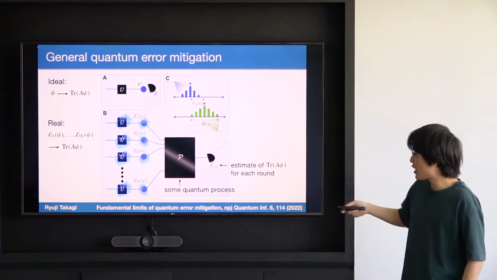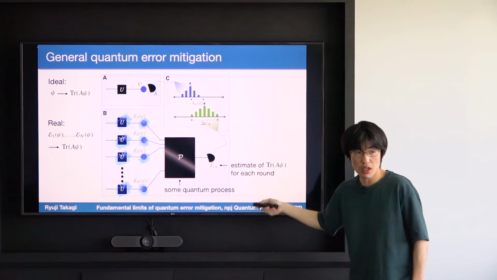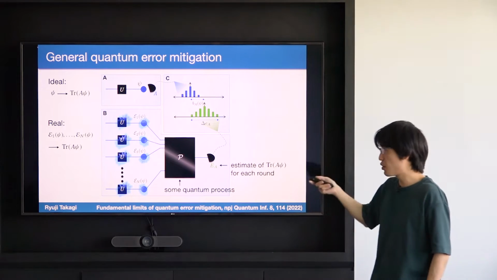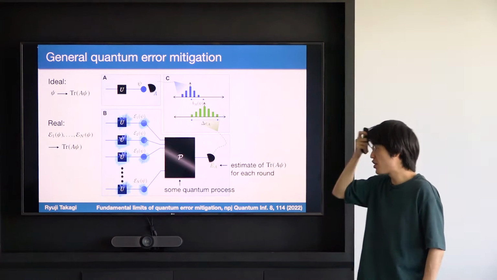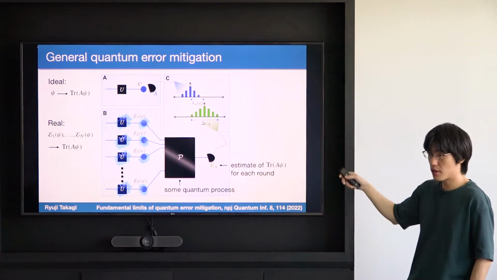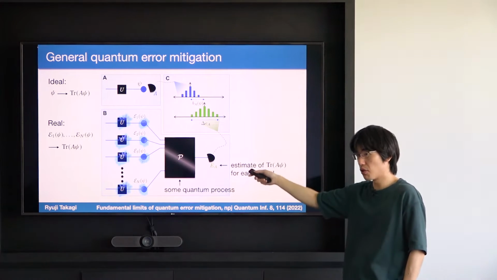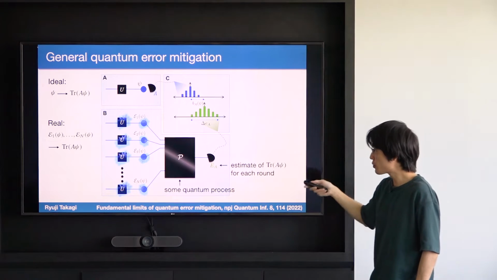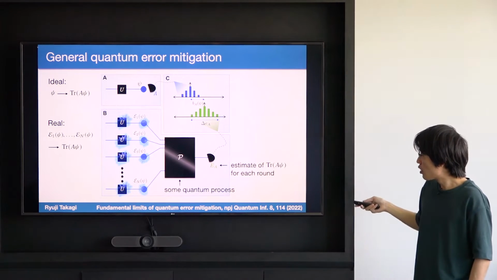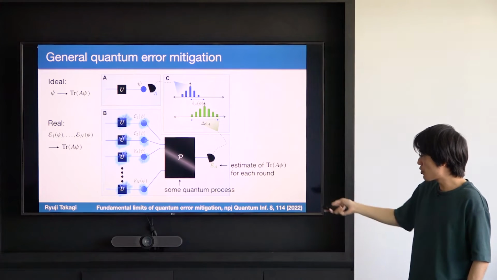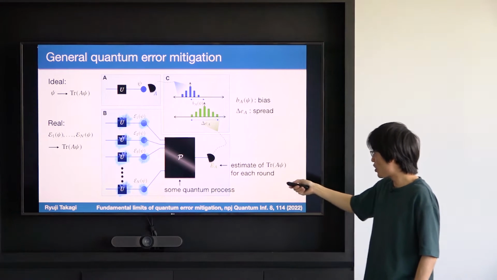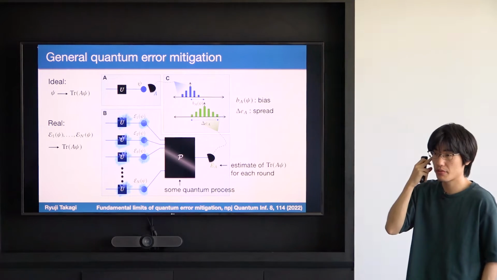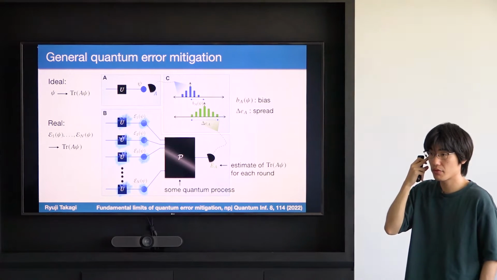I will make a note that these E1 to En, we call the effective noise channels. This might be different from the actual noise channel that happens in the quantum circuit, but this is a map that connects the ideal state psi to the noisy states that are output from the noisy circuit. So after doing that, I get some random variable. Yes? Sorry, should we be assuming that that's a CPTP map?